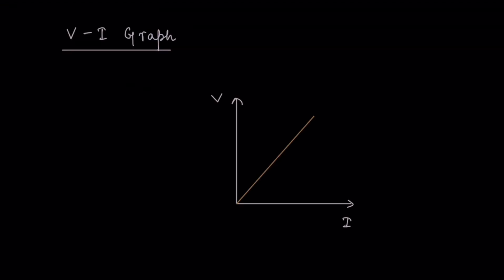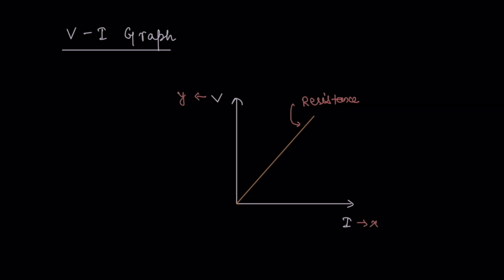Now V is equal to IR. So R is equal to V by I. By this formula we can find the resistance. If we draw the graph of voltage and current, this straight line is the resistance, and here is the current on the x-axis and the voltage on the y-axis.